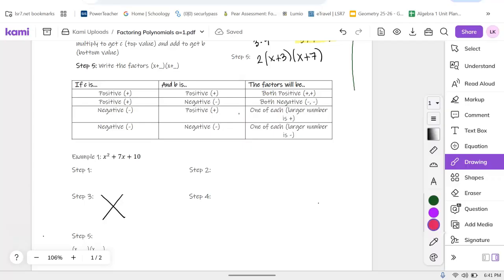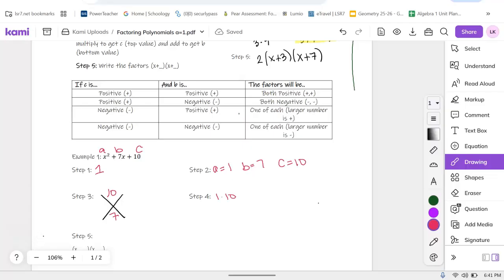So let's look at our first problem. x squared plus 7x plus 10. The first step is GCF. The GCF is 1, so I don't need to factor out anything. My second step, a equals 1, b equals 7, and c equals 10. You can also just write a, b, c. Third step, you put your c at top, and then your b in the bottom. Fourth step, what multiplies to get 10 but adds to get 7?